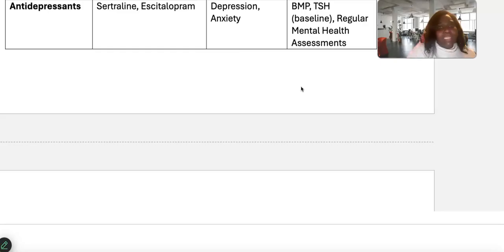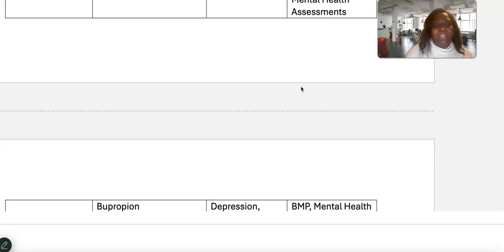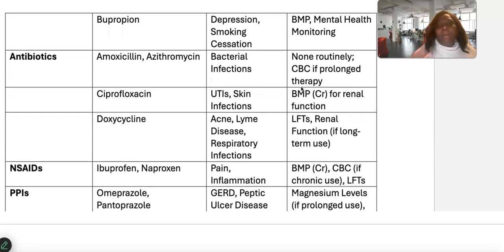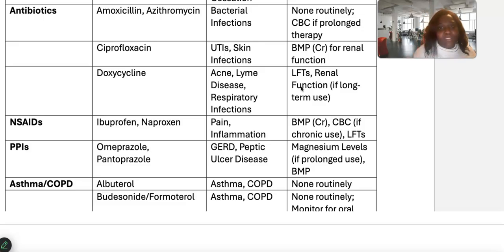Antidepressants like sertraline, escitalopram. Don't forget, we have to be checking BMPs, TSH on this patient. We have to also do regular mental health assessments. That's not a lab, but that's kind of part of the assessment. What about bupropion? You want to be checking BMP. You want to, of course, also monitor their mental health using scales and all kinds of things. Antibiotics. If you're giving amoxicillin or azithromycin, there is no routine lab that you really need to check.